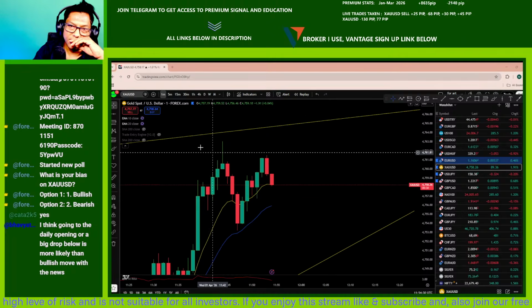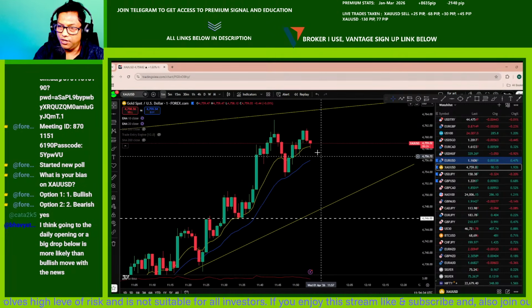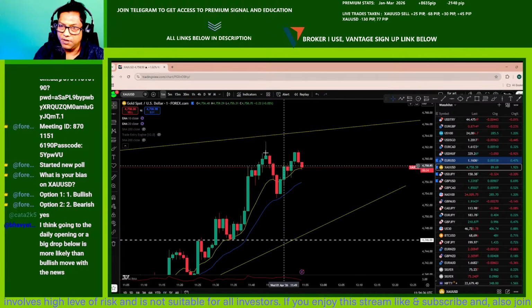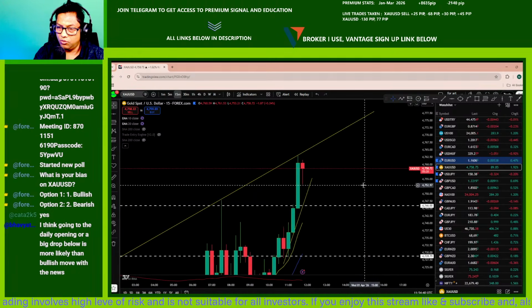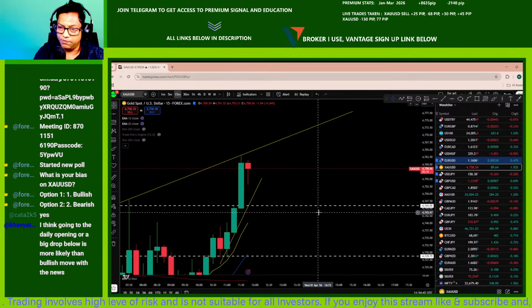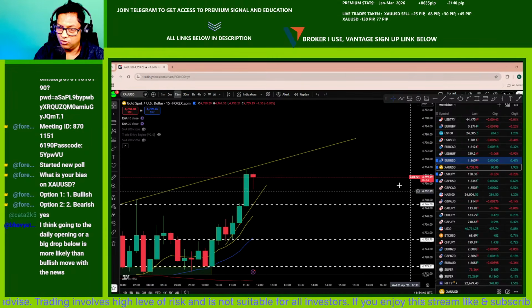Okay, with this move back below, we are looking to see that the market is coming back below to the support, and with this support they're expecting it to come back down and then to create a new higher high.